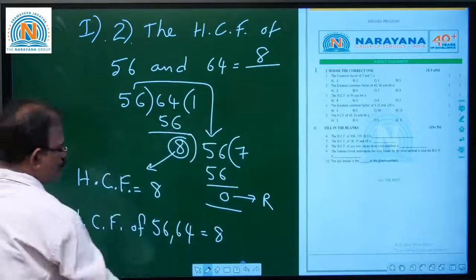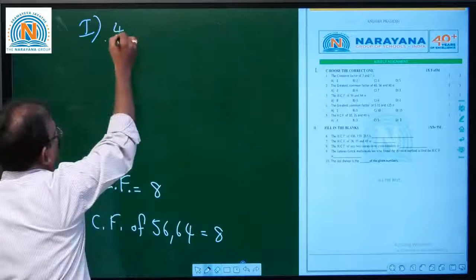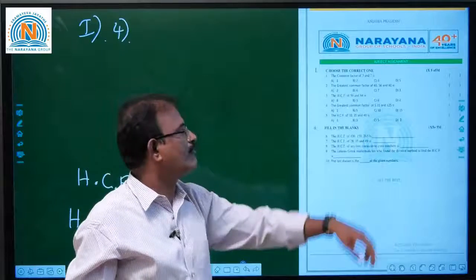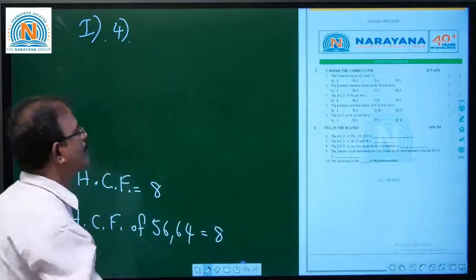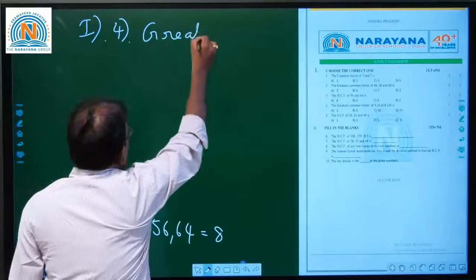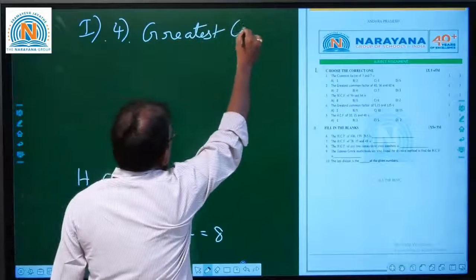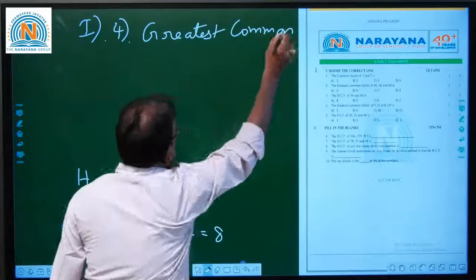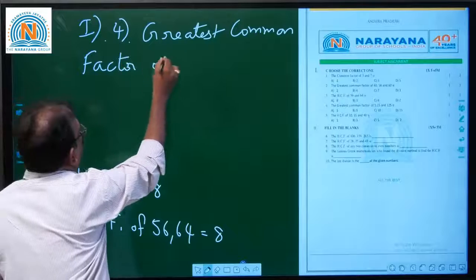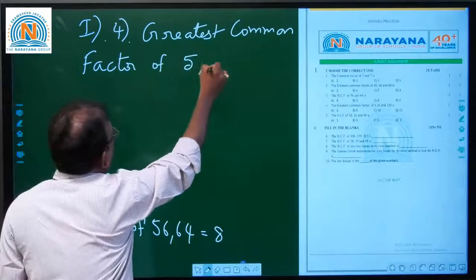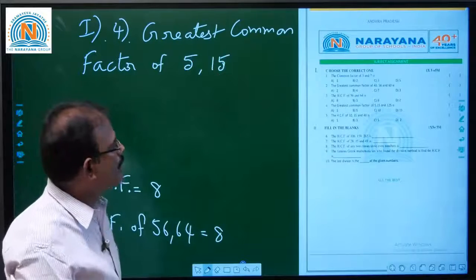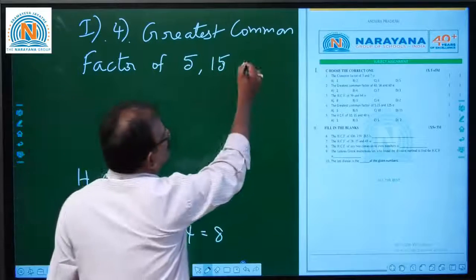And come back to fourth question. What is the greatest common factor of 5, 15 and 125?